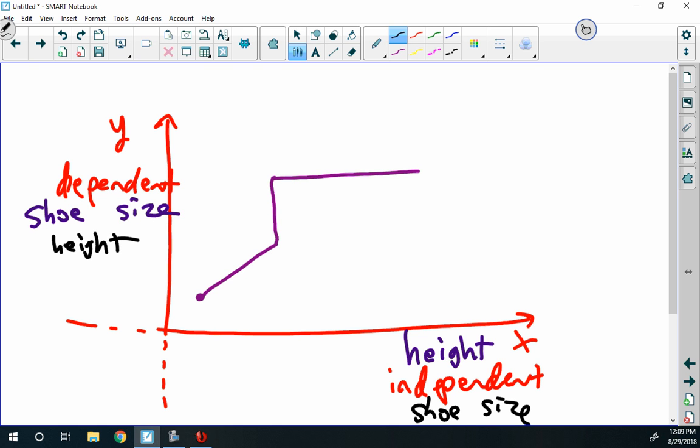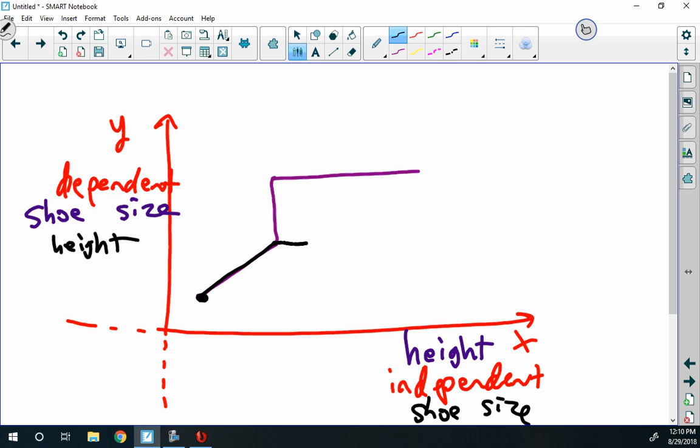Does it make sense to ask this question: as somebody's feet get bigger, do they get taller? Does that question make sense? Not as much, but it kind of makes sense. Let's think about this. What happens? You're born, and your feet aren't very big, and you're not very tall. But as your feet start to grow, guess what? You get taller. And then what happens? Then, all of a sudden, your feet get much bigger, but you don't get any taller, right?